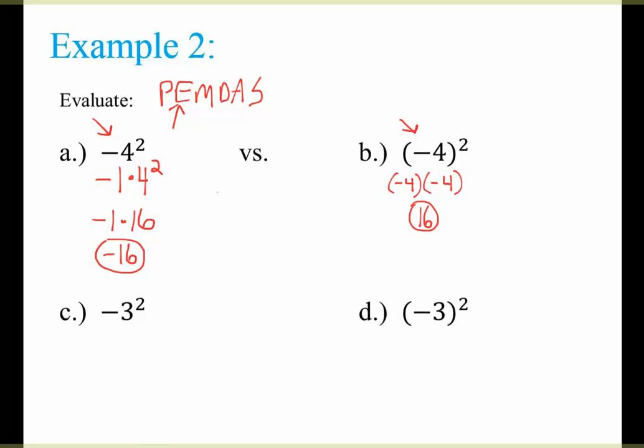Okay, come down to C here. C is a lot like letter A. We're taking the opposite of 3 squared. Okay, so that's going to be negative 1 times 3 squared.